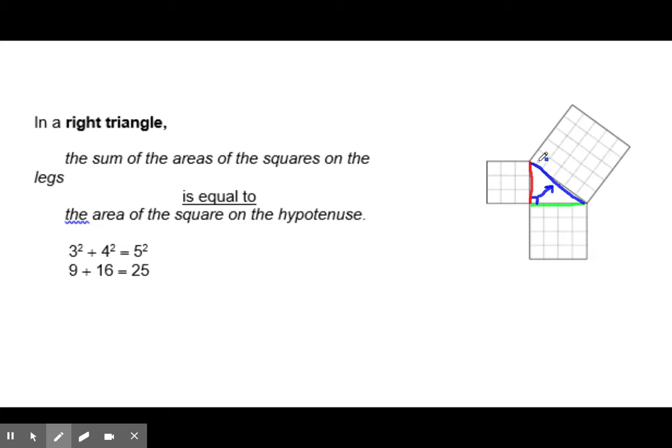All right, and we know that the equation for the Pythagorean theorem is a squared plus b squared equals c squared. All right. And so remember, anytime I'm squaring a number, I'm taking that number and multiplying it by itself, okay? And what we create when we do that is actual squares.